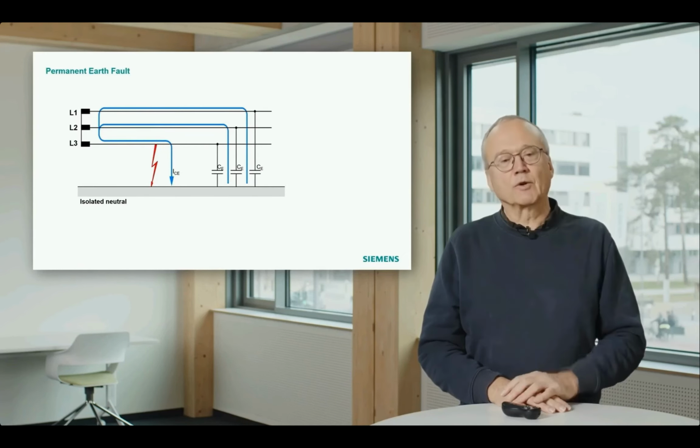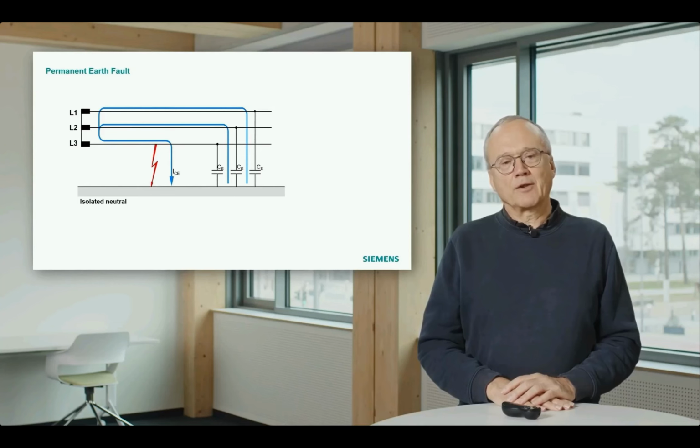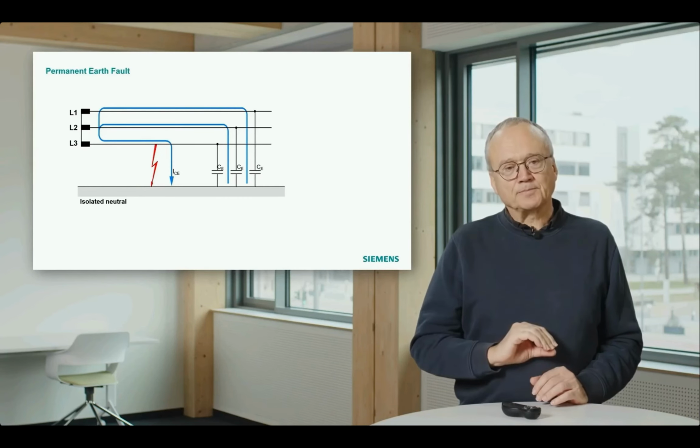That means we have 3 voltage sources on the left side of the picture. And even although we have an earth fault here, the voltages will remain there. There are no short circuits, currents flowing, so the voltages will remain there. That means phase L3 is connected to ground.